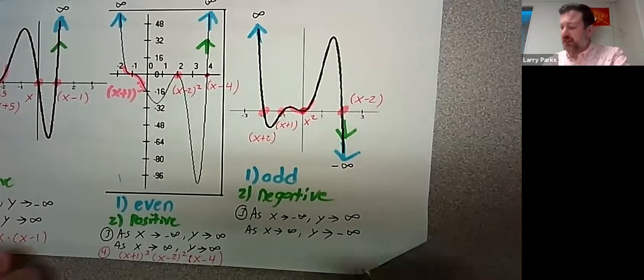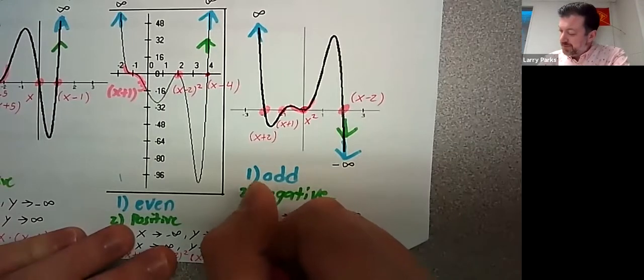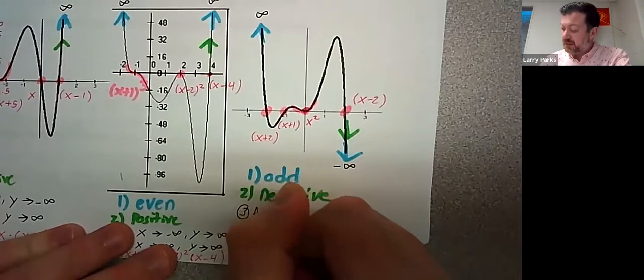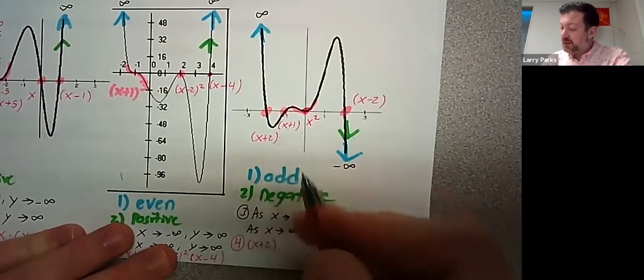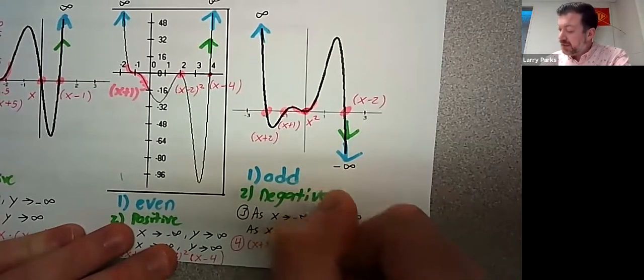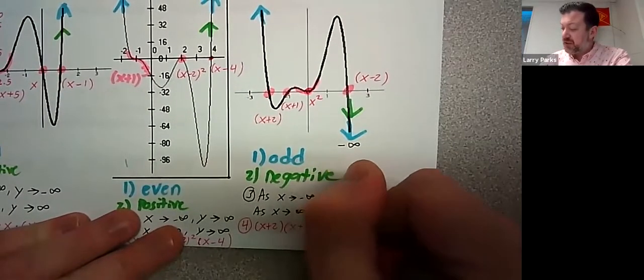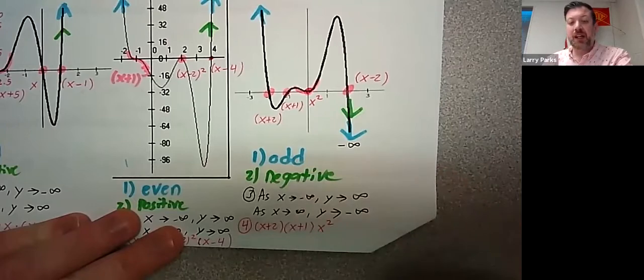So number 4, putting all that together, I have x plus 2, x plus 1. And again, order does not matter. I have x squared, which is usually at the front. And then I have x minus 2.